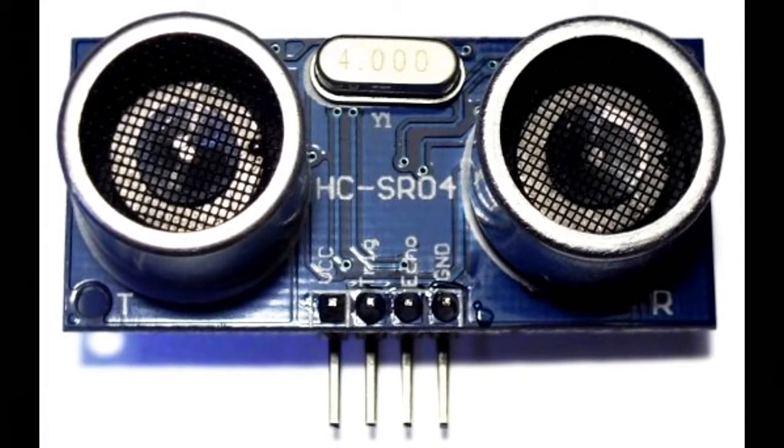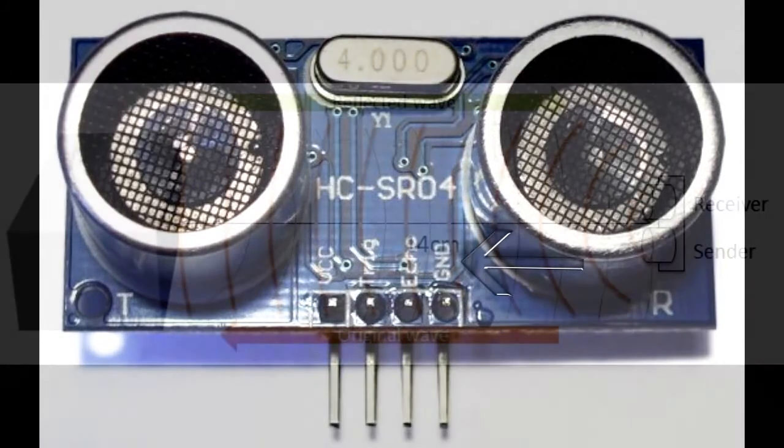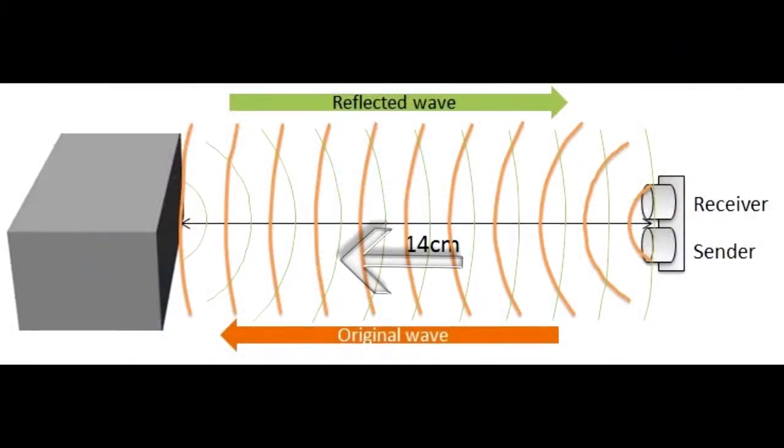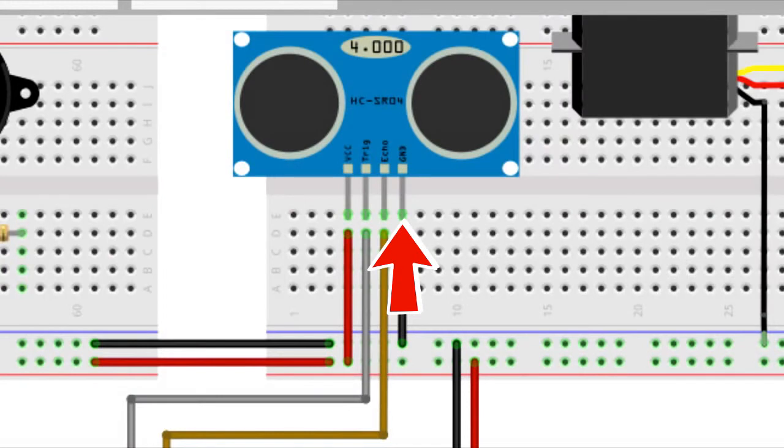The HC-SR04 ultrasonic module is a device which sends sounds at 40,000 Hz, which travel through the air and bounce back if there is an object on its path. The distance can be calculated by considering the travel time and speed of sound. It has 4 pins: ground, VCC, trig, and echo.